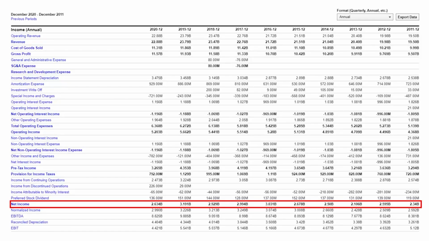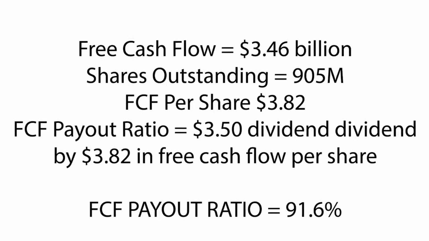If we take this $3.46 billion and divide it by the company's total shares outstanding of 905 million shares, we get a free cash flow per share of $3.82. So spinning back to BCE's annual dividend of $3.50, you can see that the company does actually have the capital to pay its dividend, despite its payout ratio being way over 100% in terms of earnings.